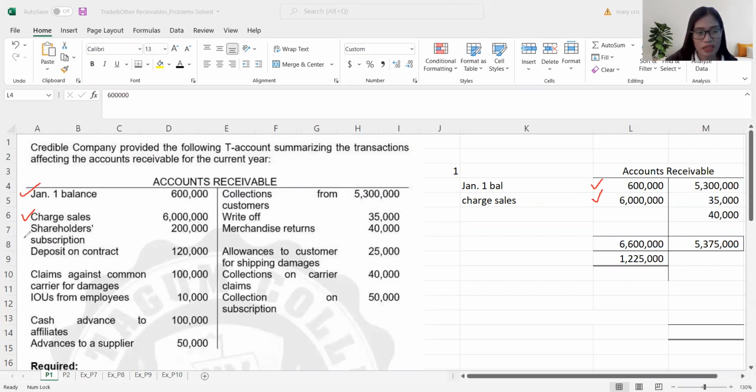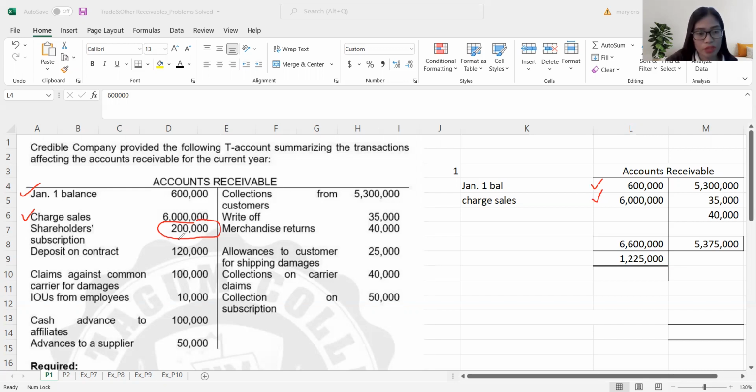Next would be the shareholder subscription of 200,000. As you know, this 200,000 should not be included under the account title accounts receivable because it should have been recorded in a separate account title, specifically subscriptions receivable. I'll just encircle it so that we'll note that this is not included as one of the transactions under accounts receivable.